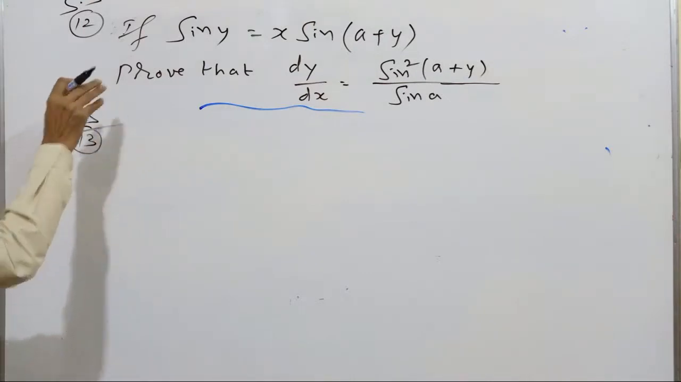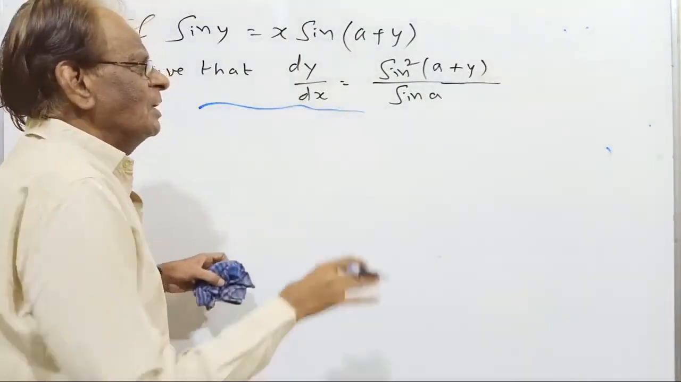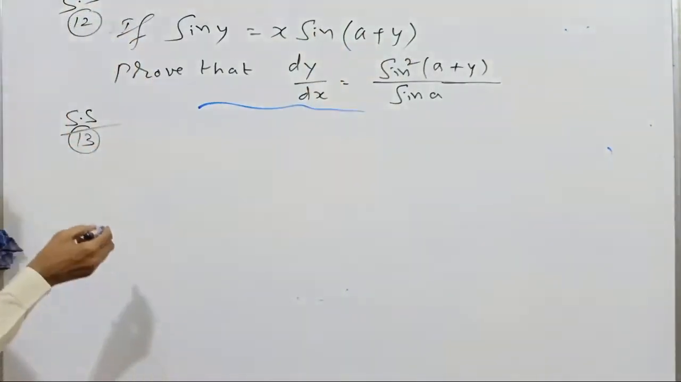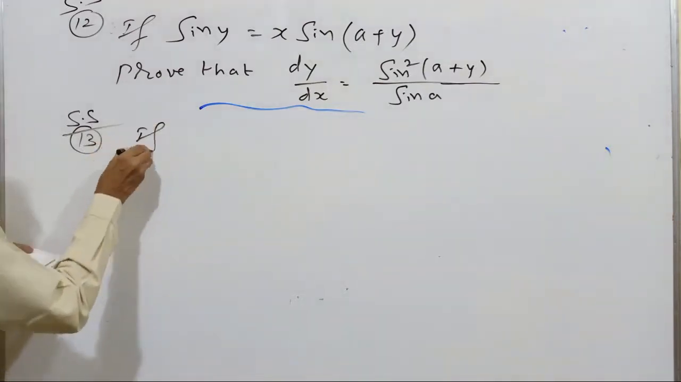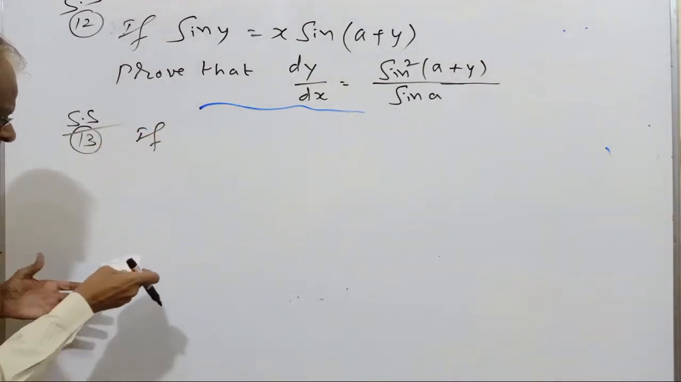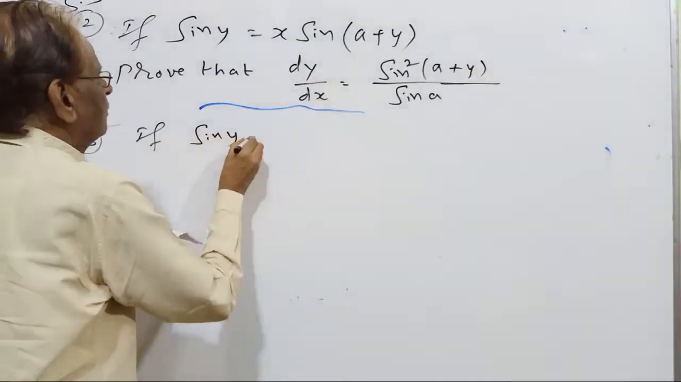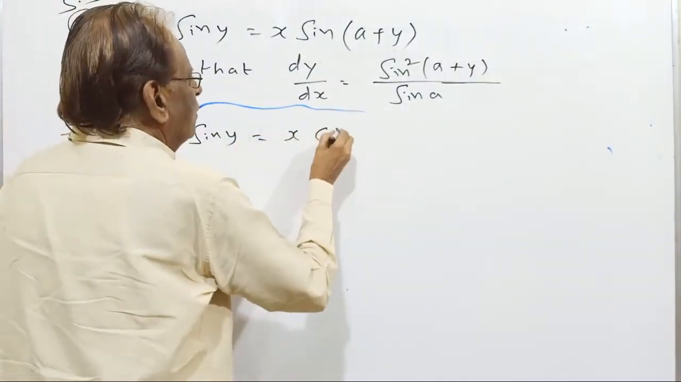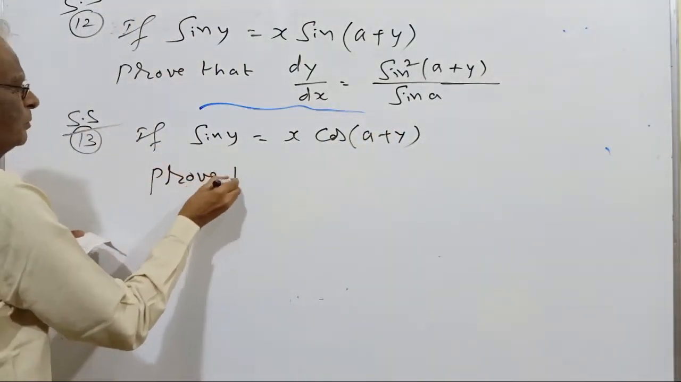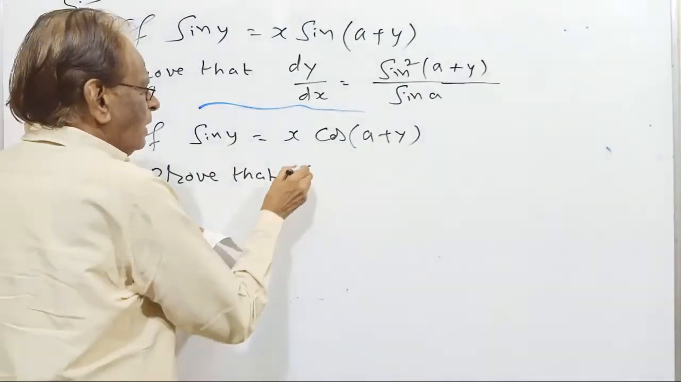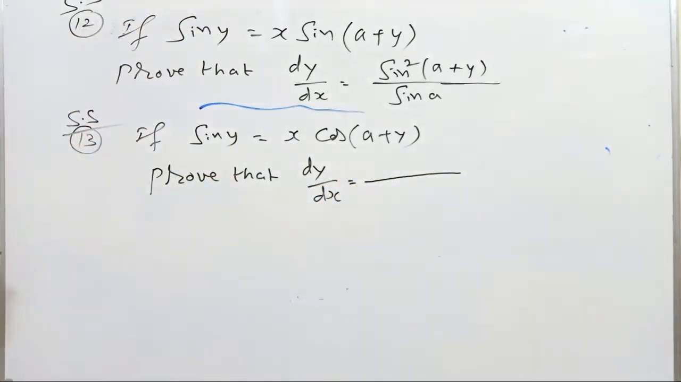Same, but remember, in objective type, this is a shortcut; you need not do all these things, directly remember. Same type. If sin y equals x cos (a plus y), from that, dy by dx equals, you can guess.